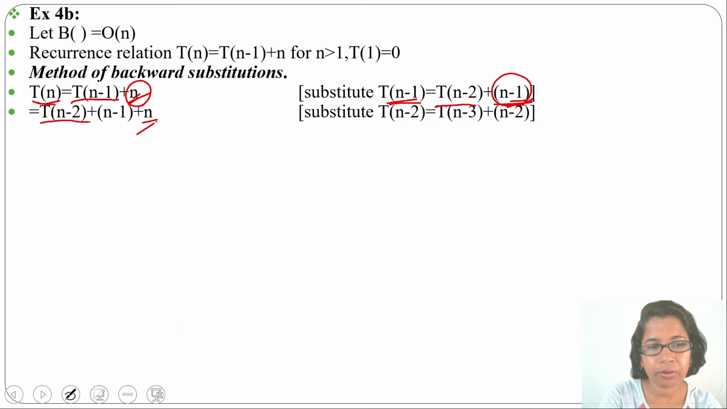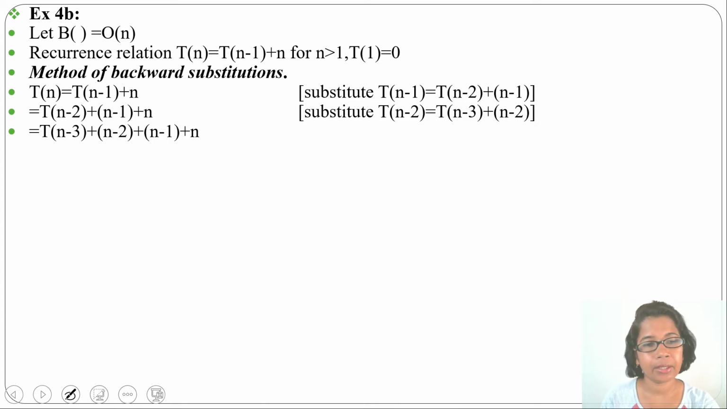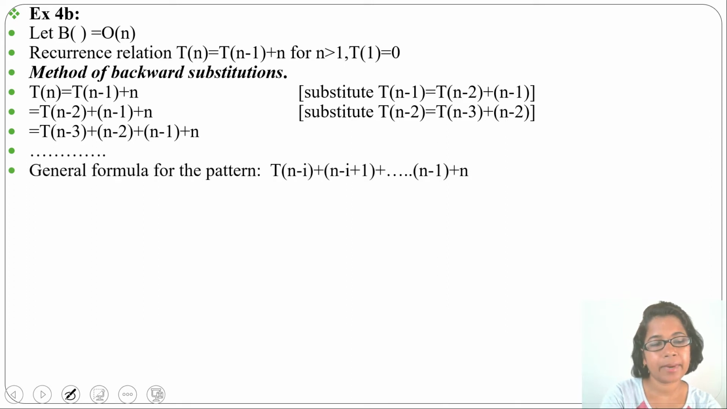Now in place of T of n minus 2, we can substitute T of n minus 3 plus n minus 2. After substitution, we will get T of n minus 3 plus n minus 2 plus n minus 1 plus n. Just substitute one or two steps so that you can guess what the general pattern will be. General formula for this pattern is T of n minus i. When it is n minus 3, the last term is n minus 2. When it is n minus 2, the last term is n minus 1. So I can write n minus i plus 1, plus up to n minus 1 plus n.